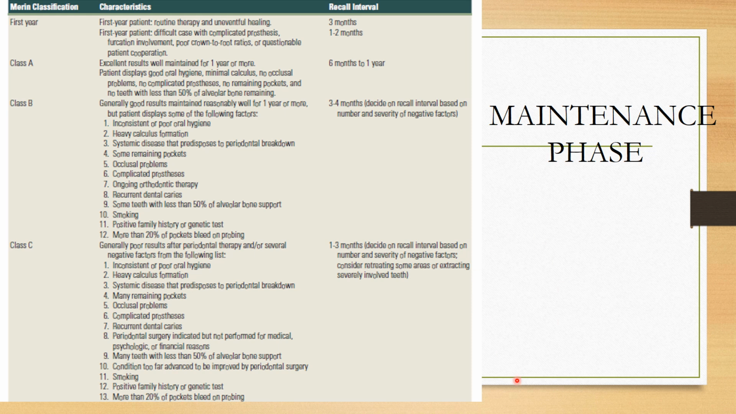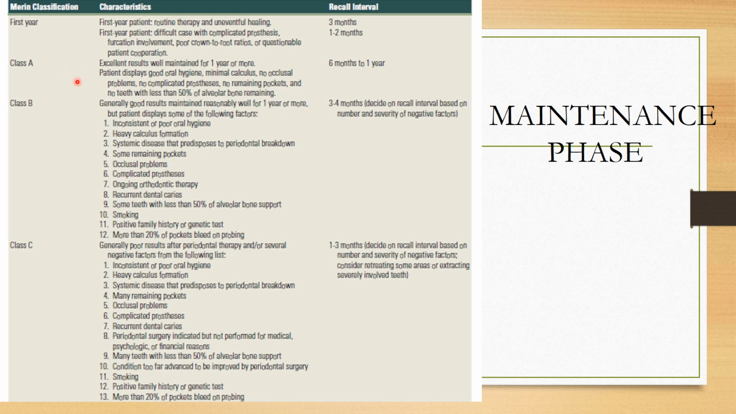Under the maintenance phase, we have already studied supportive periodontal therapy. So we have Merin's classification. During the first year of the patient with uneventful healing, you can call the patient within 3 months, and within 1 to 2 months for the first review. After that, you have to categorize according to the oral hygiene status and the periodontal condition.